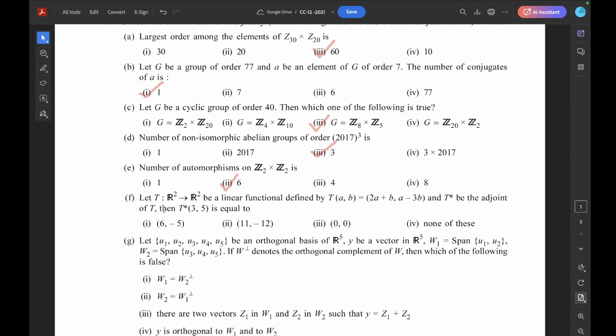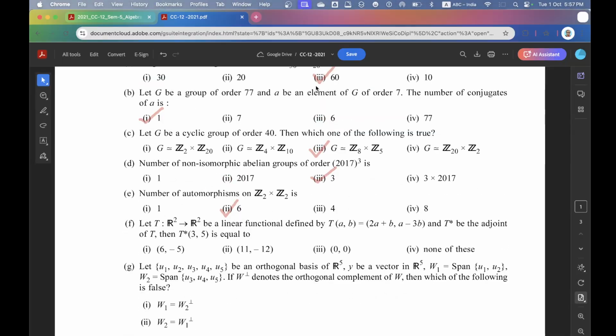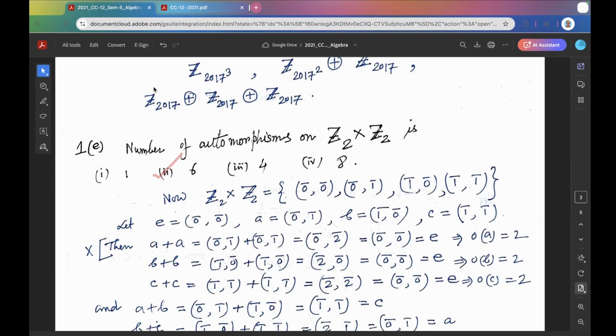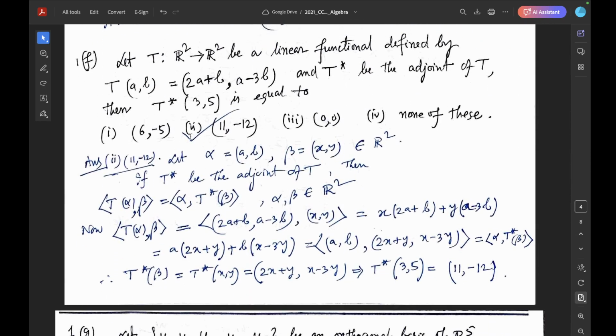Next question, F. Let T map R2 to R2 be a linear operator defined by T of (a, b) equals (2a plus b, a minus 3b), and T star is the adjoint of T. Then T star of (3, 5) equals what? Correct option is 2. Let alpha equal the ordered pair (a, b), and beta equal the ordered pair (x, y) belonging to R2.